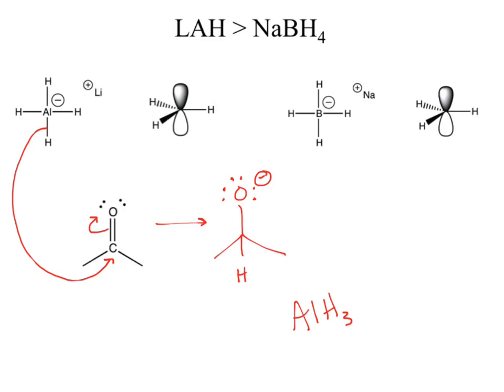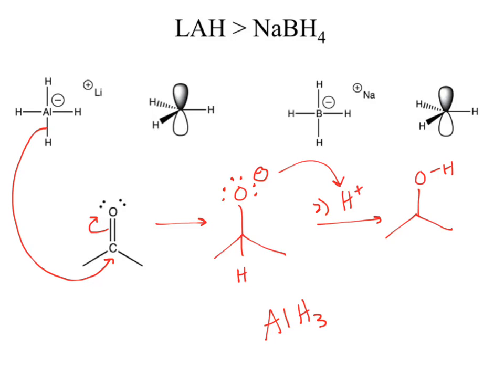That aluminum H3 has what left over? Technically an empty p orbital. If we want to get really nitpicky with our mechanism, it can end up coordinating to the oxygen. That's really nitpicky. Usually don't expect that. But I will write the aluminum hydride there for a second. We can then move to step 2, add our H+, it can protonate. And we'd have our final alcohol.